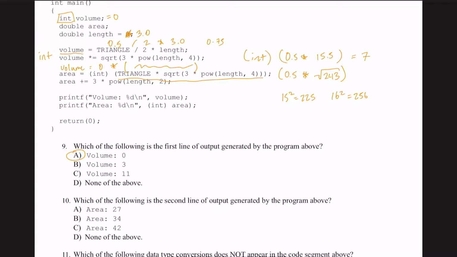You can try any number in between 15 and 16. It has to be less than 16. But you'll end up getting 7. So this is why we can make that guess at the square root. So now area is equal to the current value, 7, plus 3 times 3.0 squared. 3 times 3 squared is 27. 7 plus 27 is going to be 34. So our answer is B.